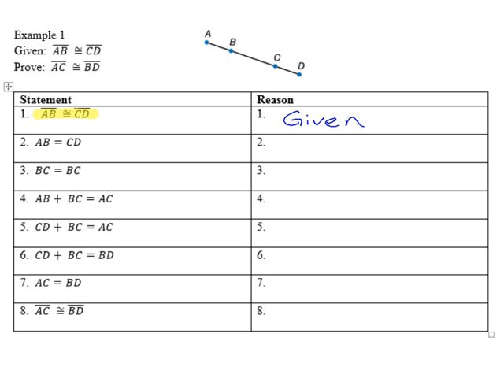Now if you notice what happens in the next step, we're switching from congruent to equals. So what do we call that? We call that definition of congruent, and we're working with segments, so congruent segments. Now for this one, we're saying BC is equal to BC. If I say something is equal to itself, that's reflexive property.